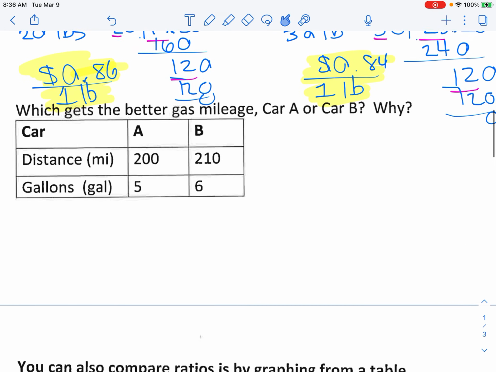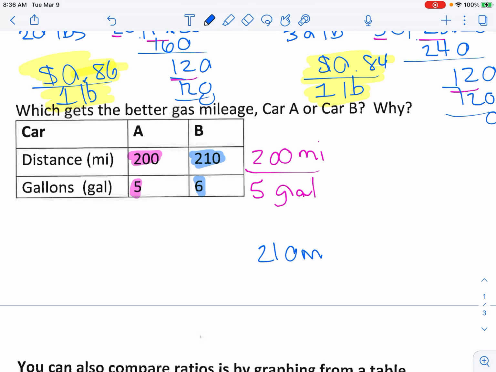Next problem, which gets the better gas mileage, car A or car B, and why? So if I look at car A, I can travel 200 miles on 5 gallons of gas, or car B can travel 210 miles on 6 gallons of gas. So first we're going to turn those into rates. I've got 200 miles to 5 gallons versus 210 miles to 6 gallons.